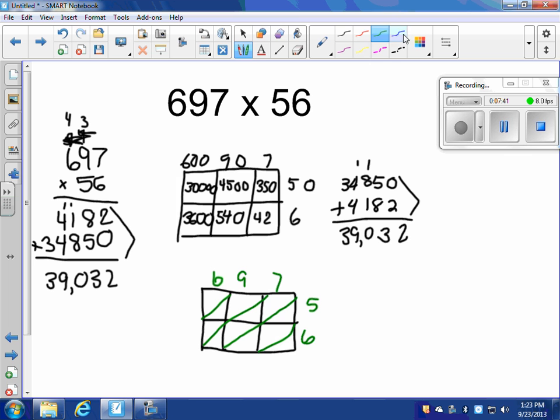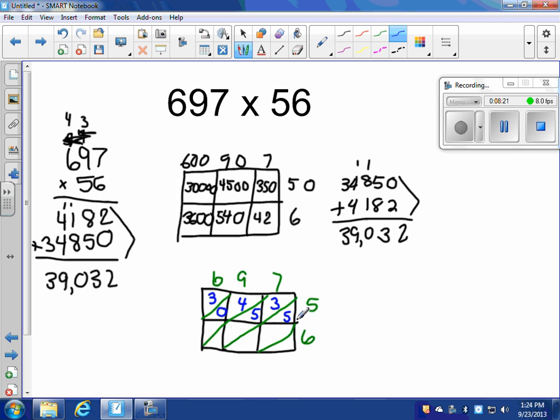Let me switch colors here. So now I'm going to multiply each row, and it doesn't matter if you start from the top row or the bottom row. It has no effect on how your problem will be solved. If I start with the top row, I'm going to multiply 5 times 7, and I get 35. So I'm going to put my 5 here and my 3 here. 5 times 9 gives me 45, so my 5 will go here, and my 4 will go here. And then 5 times 6 is going to give me 30, which I would write just like that.